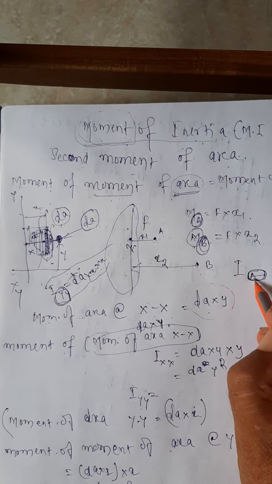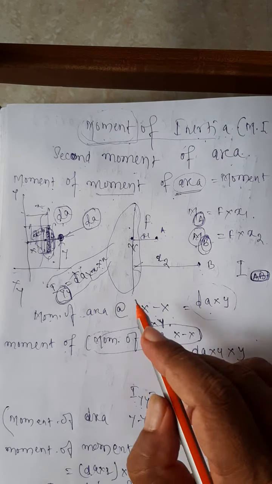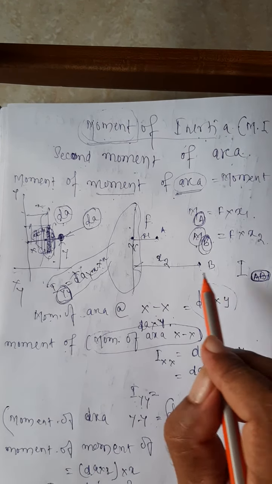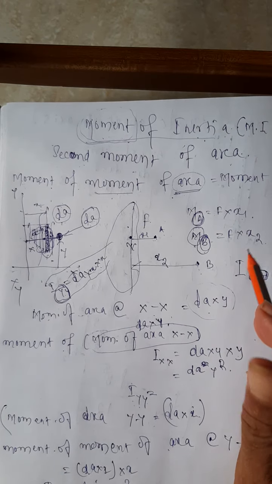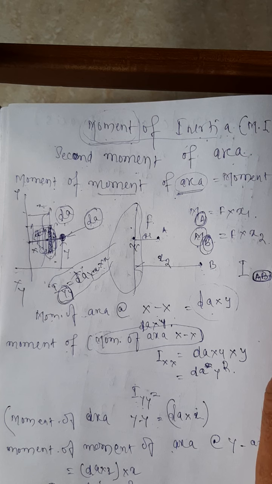Moment of inertia about AB is different, moment of inertia about BC is different, the figure being the same. Moment of inertia of the figure about the x-axis and y-axis may not be the same. Is it all right? That is the base.